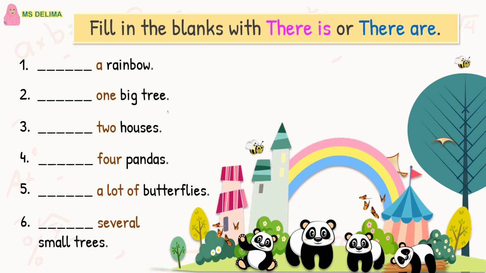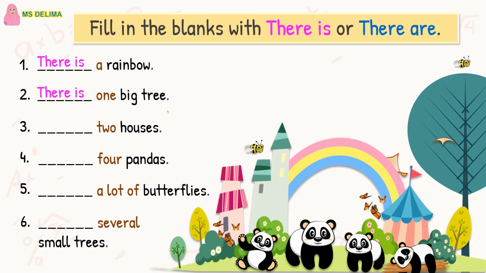Question number one, a rainbow. There is or there are? One only, right? So the answer is there is. Question number two, one big tree. How many? Only one, right? So the answer is there is. There is one big tree.